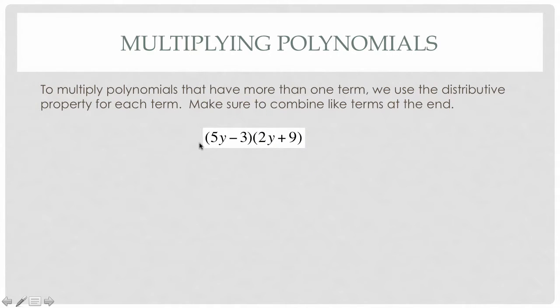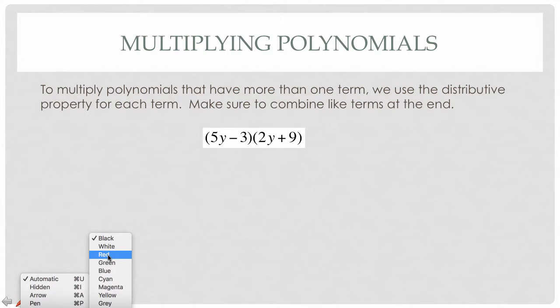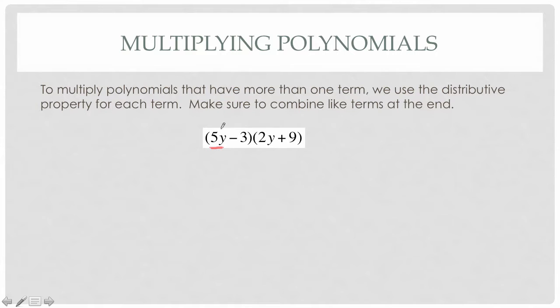Well, what do I do now if I have a binomial multiplied by a binomial? So I have two terms times two terms. We still use the distributive property, but we have to go one at a time through each term. So we start with this 5y, that's the first term there, and that gets distributed to the 2y. So 5y times 2y is going to give me 10y squared. And then the 5y gets distributed to the other one, to 9. So 5y times 9 is going to give me 45y. And it's positive because both the 5 is positive and the 9 is positive.